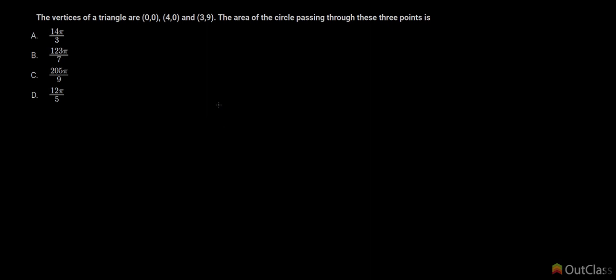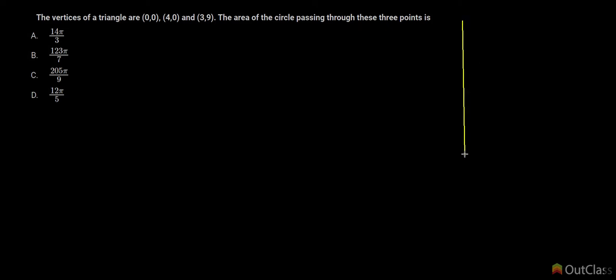The vertices of a triangle are 0, 0, 4, 0, and 3, 9. The area of the circle passing through these three points is how much? What are the concepts that we need? We need circumcircle, which is the one that passes through the vertices. Specifically, we need how do we locate the coordinates of the circumcenter given the coordinates of the vertices. And then once we have that coordinate, we can find the radius using the distance formula in coordinate geometry. And then the formula pi r square will give you the area of the circle.